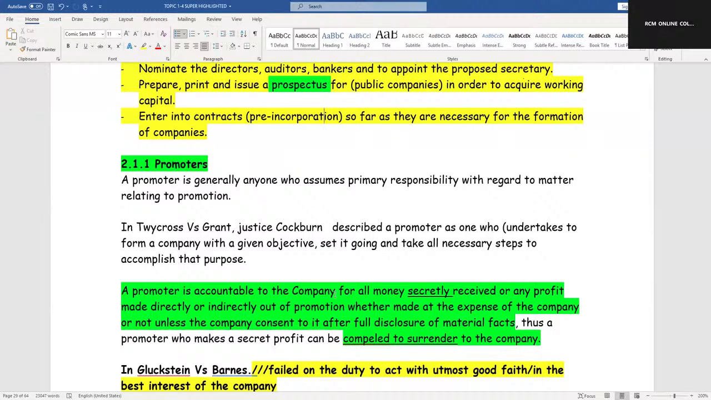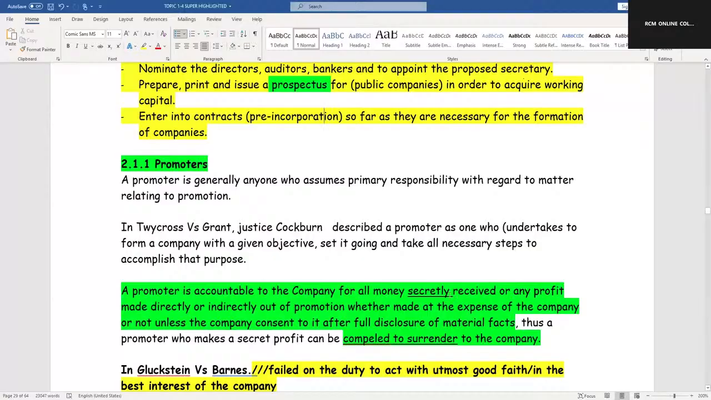If he doesn't do so, then these kinds of profits, if they are realized later on, can be taken to be secret profits, which the company will be allowed to recoup or take over. A promoter is accountable to the company for all the money secretly received or any profit made directly or indirectly out of the promotion activities, whether it is made at the expense of the company or not, unless the company consents to it after full disclosure is made. Then these profits can be taken to be what we call secret profits.